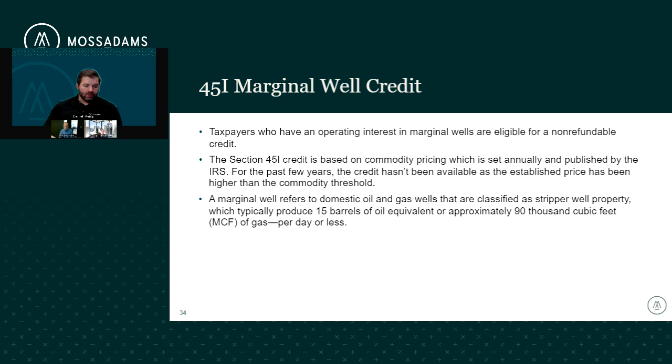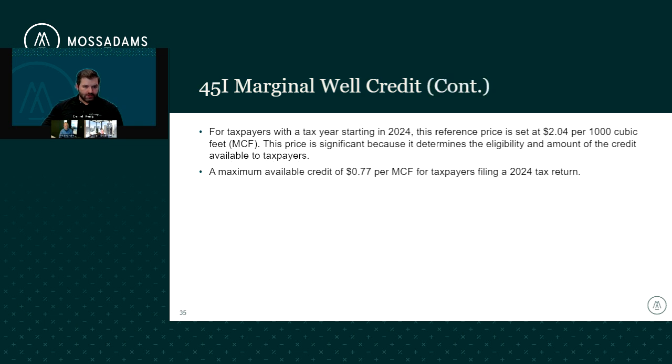But really the main point of this slide is to know that the marginal well credit is back for 2024. And it's a good opportunity for individuals who have some of the lower producing wells in their portfolio. It's a good opportunity to bring some money back in-house from lower producing wells. Just a little bit more information about the credit itself. So the max credit is 77 cents per MCF for 2024 with a reference price of $2.04.